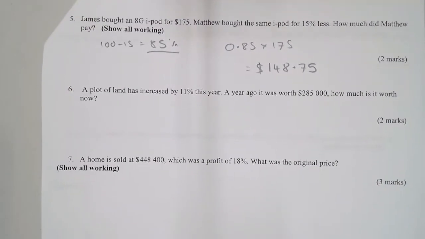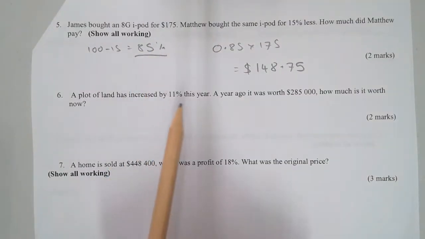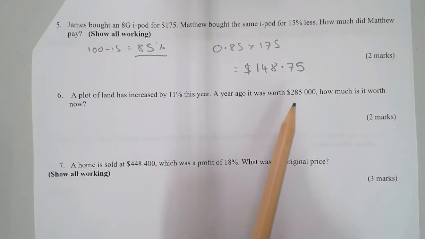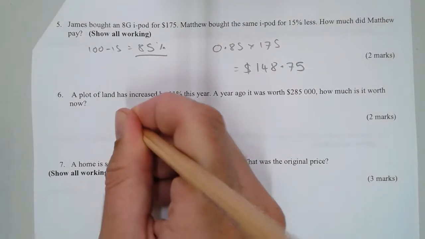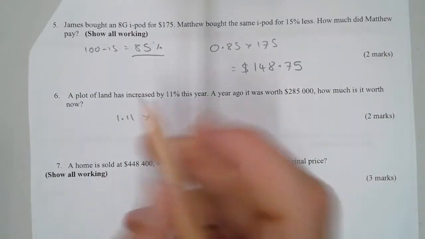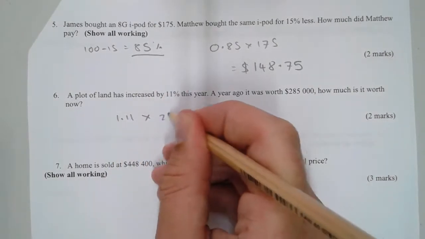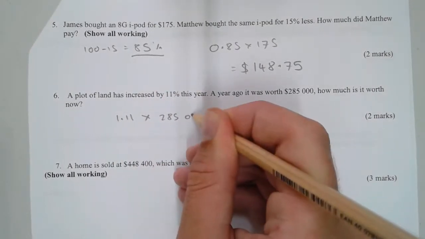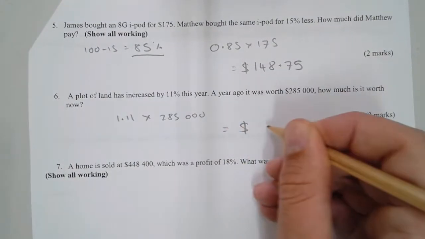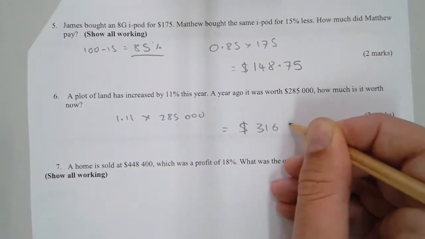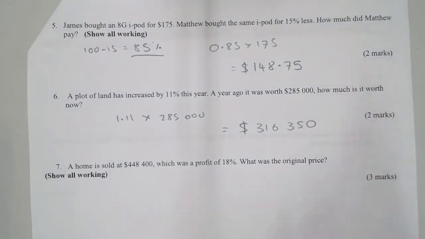Number 6, a plot of land has increased by 11%. A year ago it was worth $285,000. So if it's increased by 11%, it's now 111%. As a decimal that is 1.11 times your 285,000. Type it into your calculator, and it equals, don't forget the dollar sign, $316,350. That's what it's now worth.